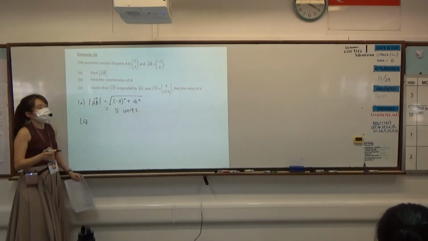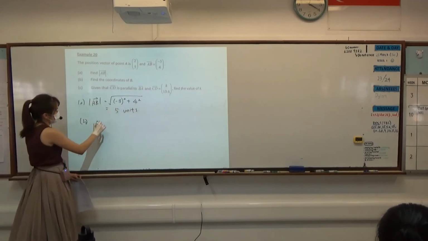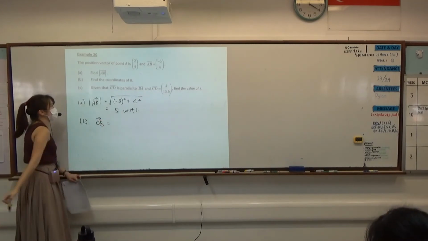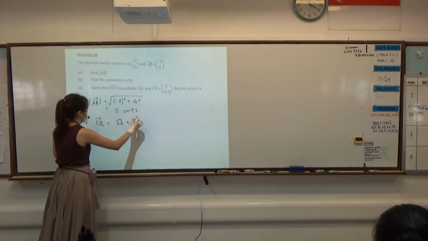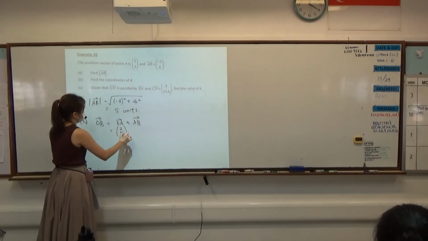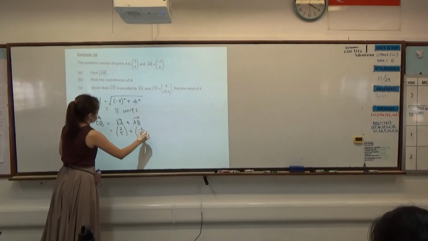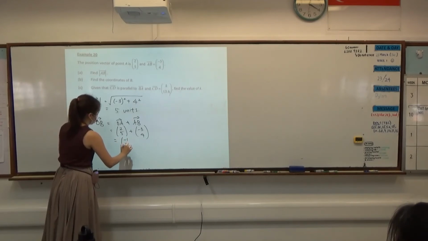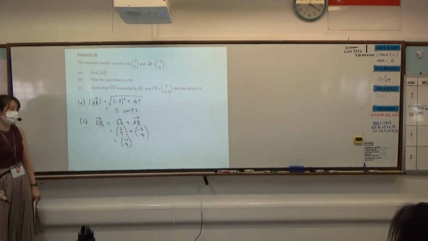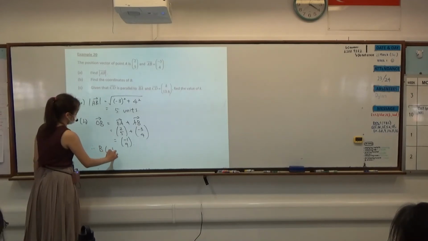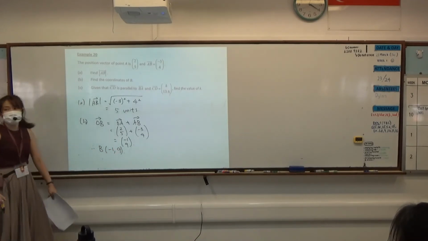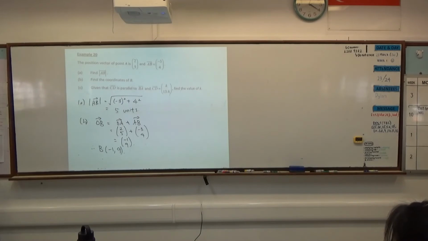And then after that, to figure out the coordinates of B, we first figure out the position vector of B, which is OA plus AB. And we have negative 1 and 9. Okay, so coordinates of B, answer the question. In the coordinate form, so negative 1, 9.